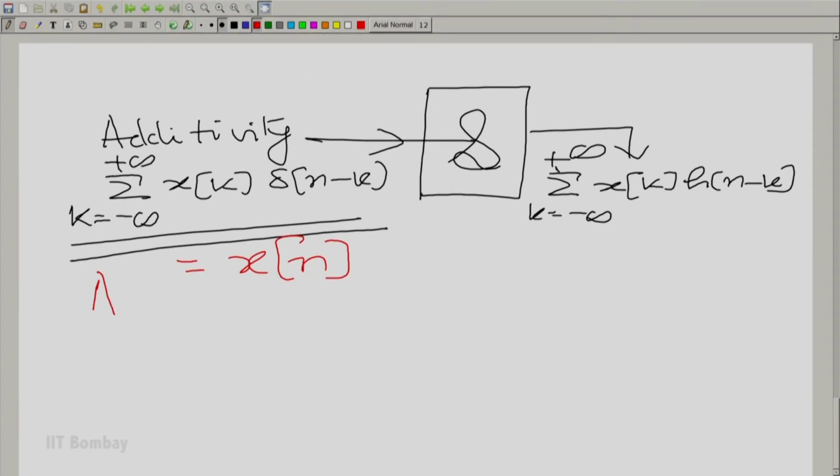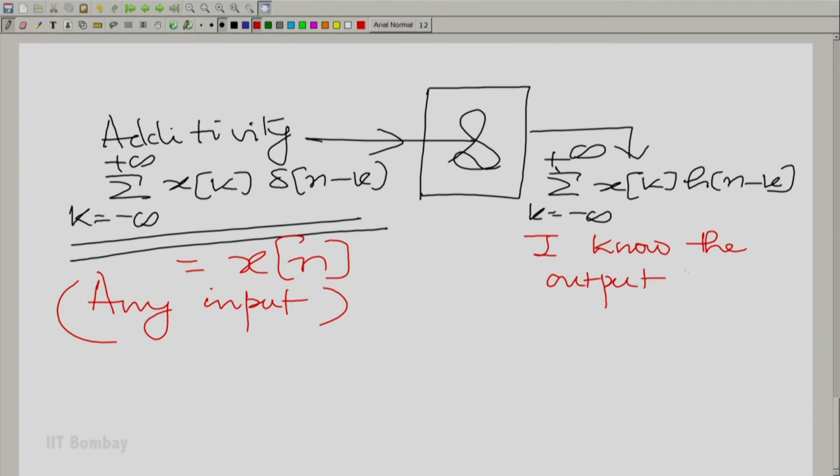So, for any input, what I have said is, if I know the unit impulse response, I know the output. In fact, not only do I know the output, when I look at this expression, I am also able to tell you what that output is. So, in fact, we have just completed a proof of this theorem.